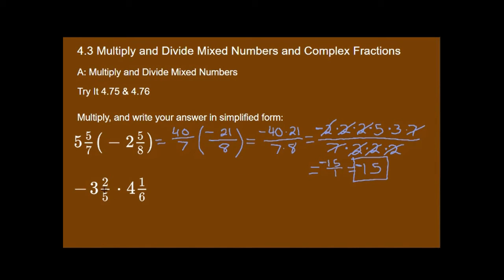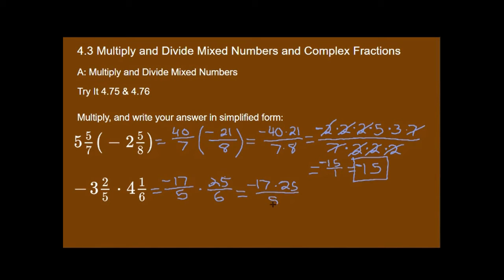Okay, let's do this one on the bottom. Negative 3 and 2/5 times 4 and 1/6. So this is going to be negative: 5 times 3 is 15, plus 2 is 17, and it keeps the same denominator. Times 6 times 4 is 24, plus 1 is 25, and the same denominator. Okay, so I have negative 17 over 5, and then times 25 over 6.